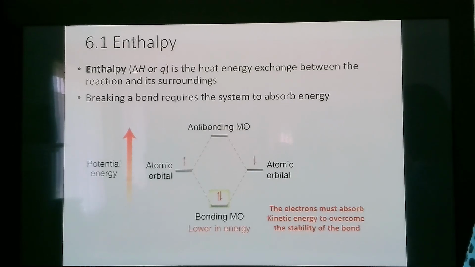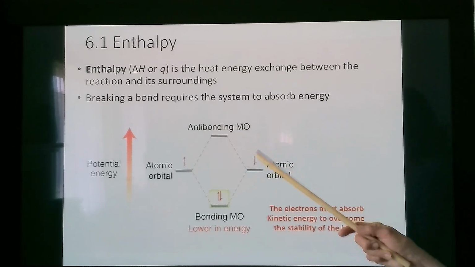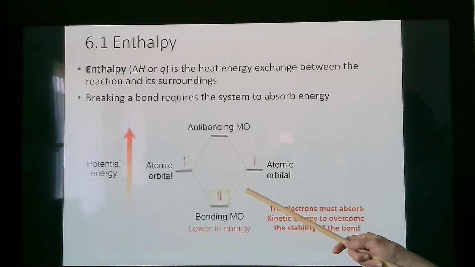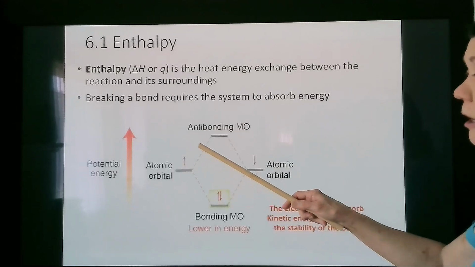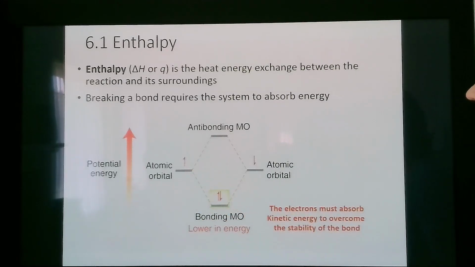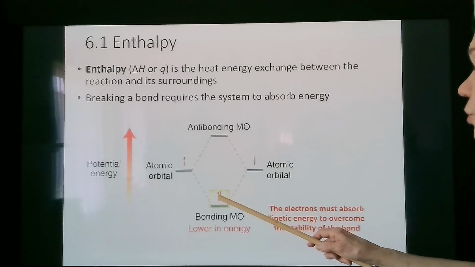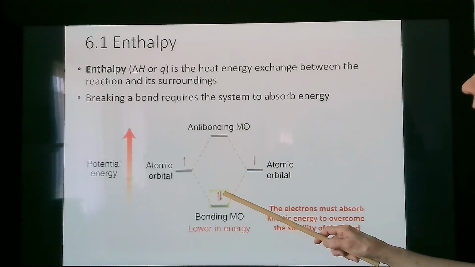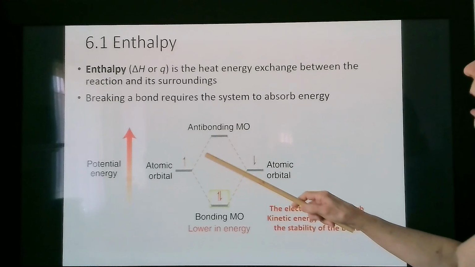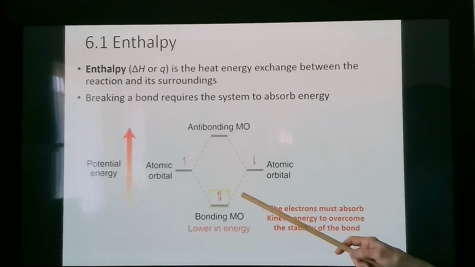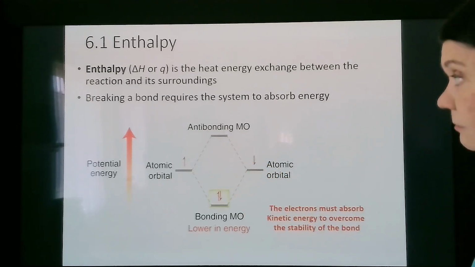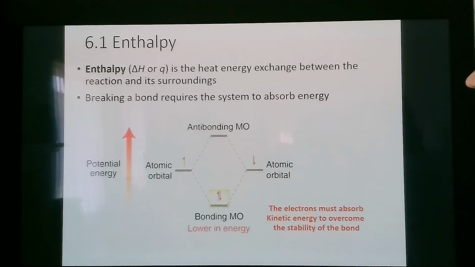In this chapter, we're only going to be discussing this sort of bond cleavage in which one electron goes with one atom and the other electron goes with the other atom. And here, the electrons have to receive enough energy to be promoted to these higher energy levels, and that enables the bond to break. So obviously, we're going uphill in energy here, and we're going to discuss more about this in just a moment.